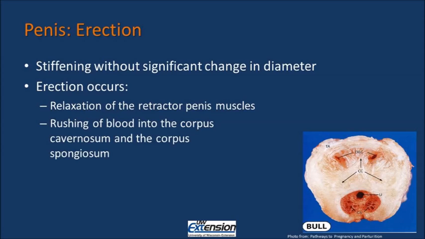The penis has several erectile tissues within it, and it is stiffening of these erectile tissues that cause an erection. However, in the fibroelastic penis, stiffening occurs without significant change in diameter. So, erection occurs when there is relaxation of the retractor penis muscle and that sigmoid flexure is allowed to expand. There is also rushing of blood into the corpus cavernosum and the corpus spongiosum, the two erectile tissues within the penis.